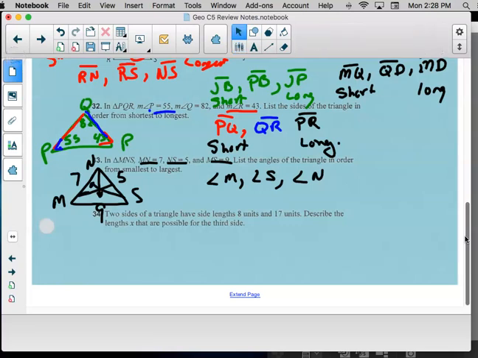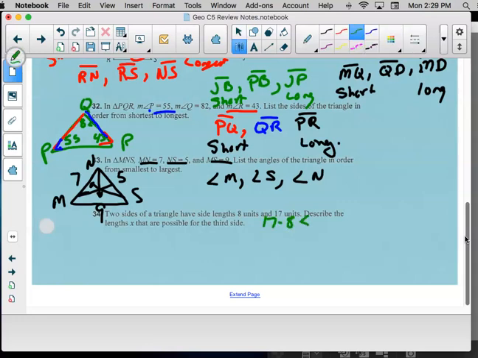Now, two sides of a triangle have side lengths 8 units and 16 units. Describe the lengths X that are the possible third side. Well, the possible third side is going to be 16 minus 8 and 16 plus 8. Really it comes down to the difference and the sum. So I'm going to have 8 and 24. So the range for my possible sizes is 8 to 24.